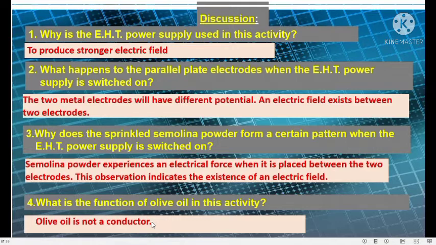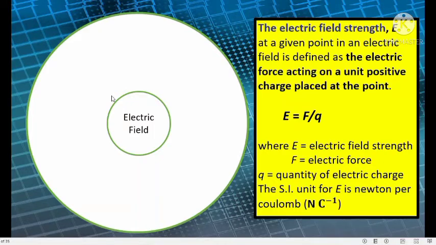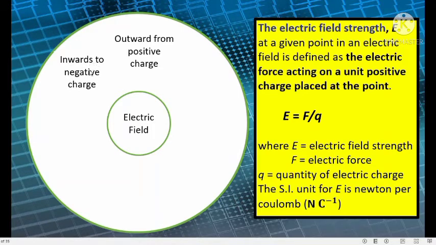Okay, so meaning the electric field that acts between the two electrodes just acts on the semolina powder. Okay, let's look at the properties of electric field. This is a bubble map. The first one, outwards from positive charge. We talk about direction of electric field lines. Inwards for negative charge.